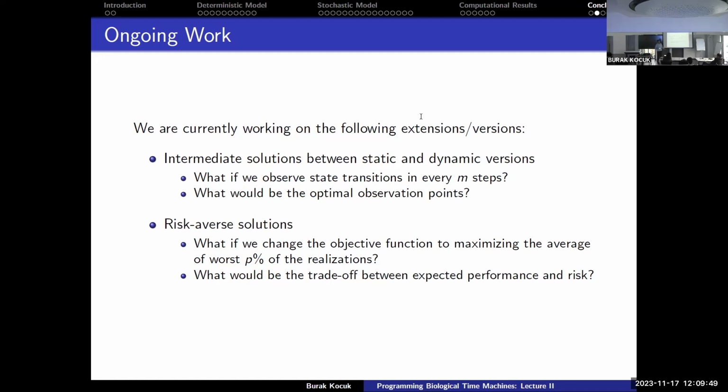And this is one way you can incorporate it. Not the only way. But then you may lose a little bit from the expected performance, but you can get better performance for the worst realization.